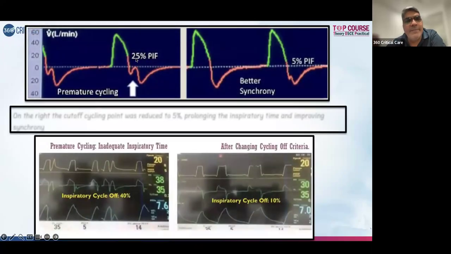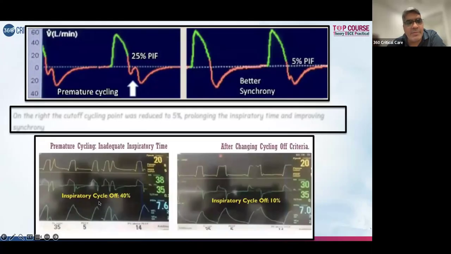Similar thing. So what we did is, initially the cycling was at 25% of peak inspiratory flow. We reduced the cycling to 5% of the peak inspiratory flow, and this was negated then. So you can see there is no patient effort, or minimal. In this one there was none. So better synchrony. Again, premature cycling, you can see.